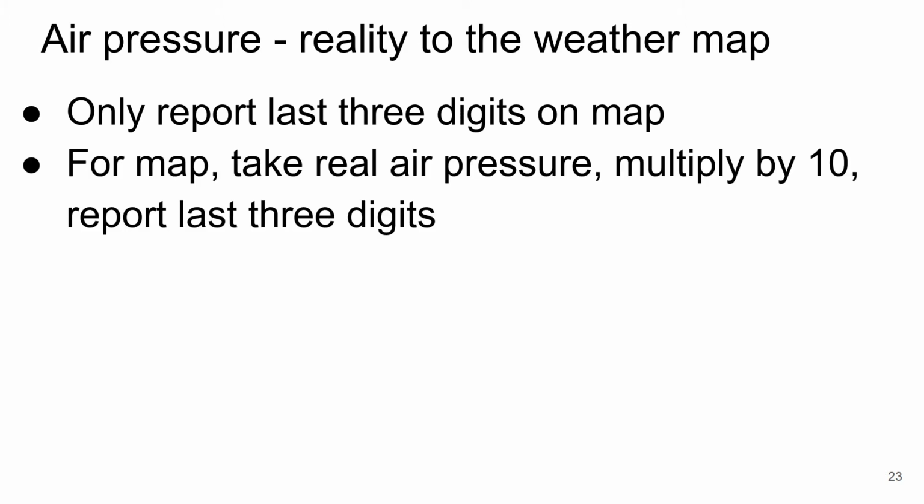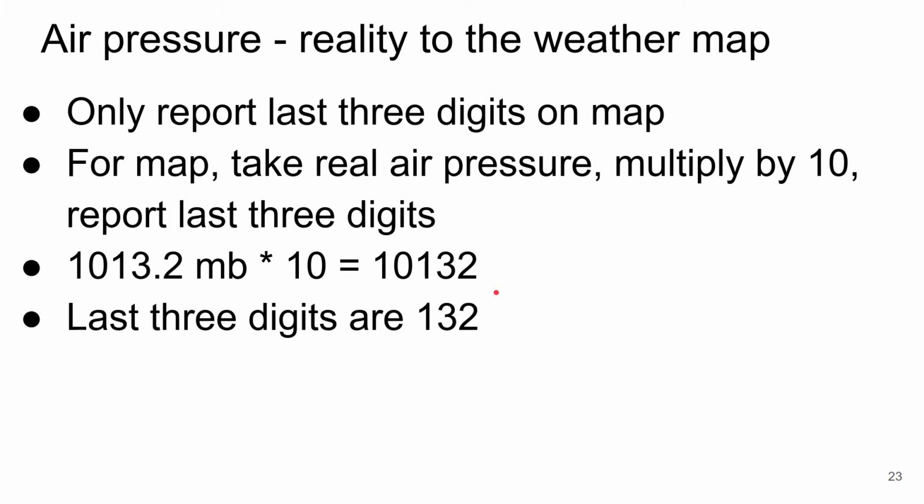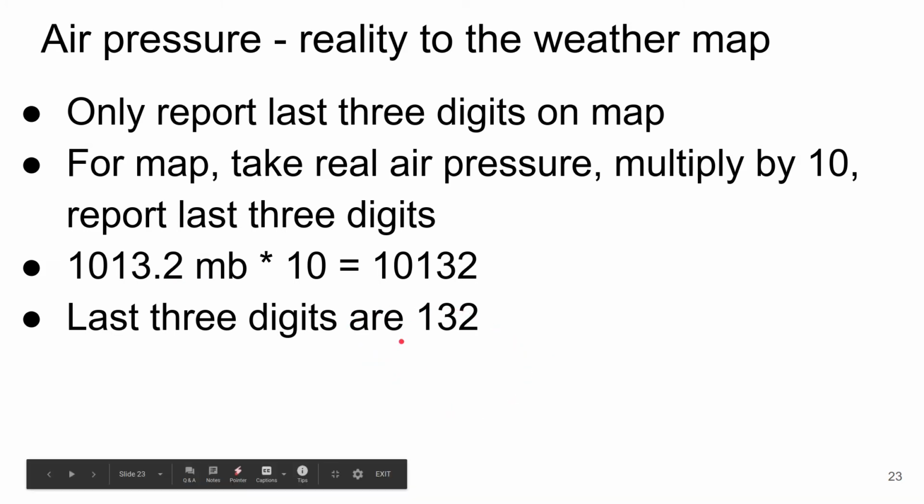They only report the last 3 digits. For the map, to figure out what the actual air pressure is, you take the real air pressure, multiply it by 10, and report the last 3 digits. I think I said that backwards. So to go from the real air pressure to the map, they take the air pressure, multiply it by 10, and then just report the last 3 digits. So again, if it's 1013.2, multiply that by 10, 10132, take the last 3 digits, 132. So that's going from, if you know what the air pressure is, how to report it on the map.